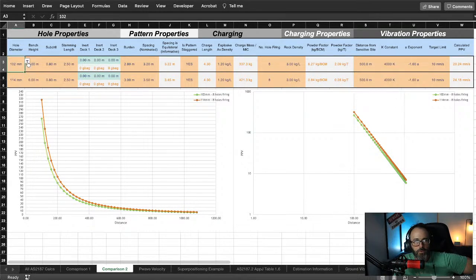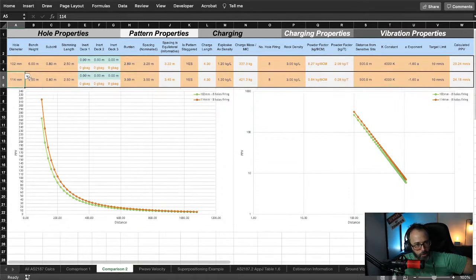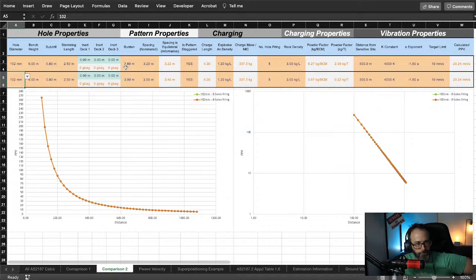So let's put both of these at the same amount, put them both at 102. I think we'll just make that the same as well. So everything's pretty much the same, the same value. You can see that in the graphs lined up. What can we do? We've got our baseline of 102 with a bench height of 6 meters, 800 sub drill, and a stemming length of 2.5.